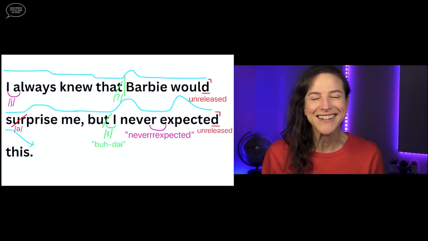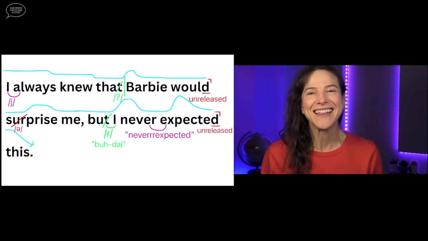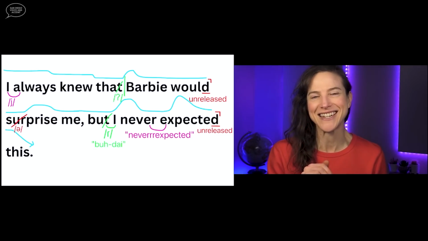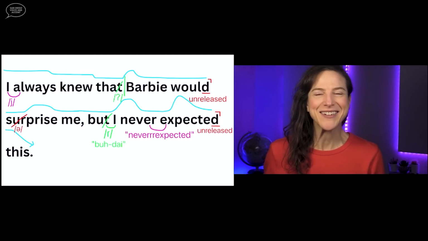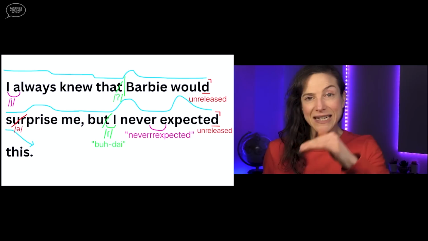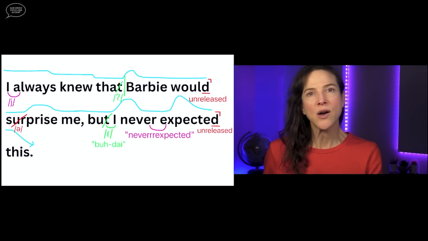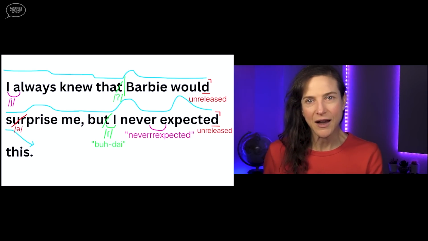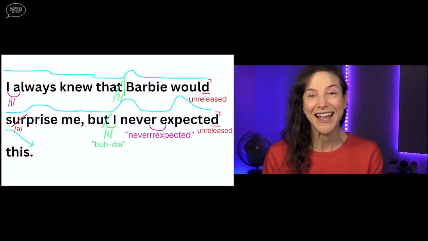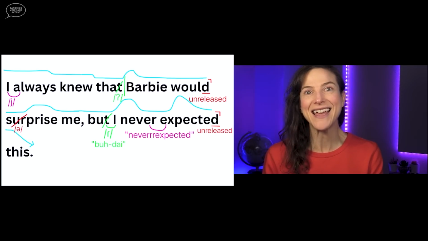And I like this sentence a lot because she looks genuinely surprised. And I like how she ends. I like her intonation here. I like how she ends this intonation. So let's talk about that. So she begins kind of with stepping down with her intonation. I always knew that Barbie, up on Barbie, right? Because she's choosing to stress that word. Barbie would surprise me, and here's where she gets fun, but I never expected this.